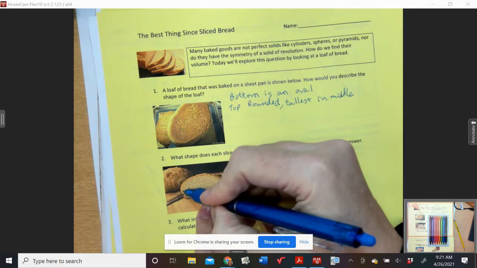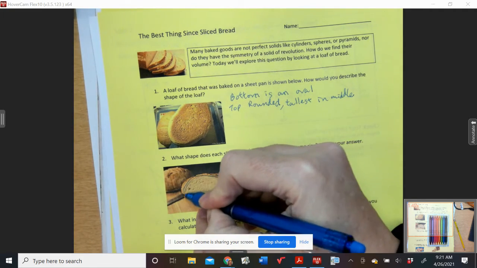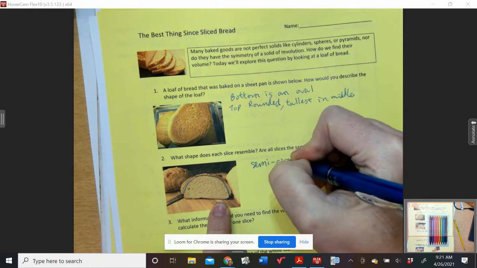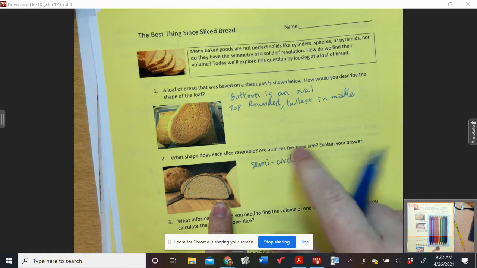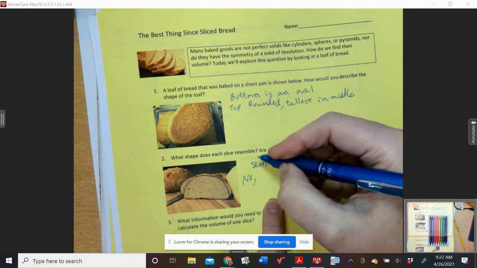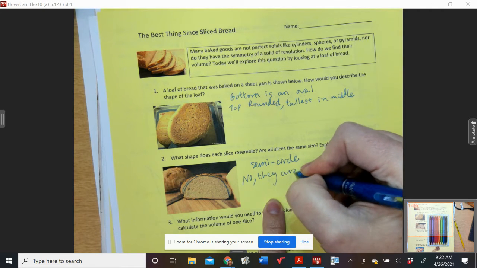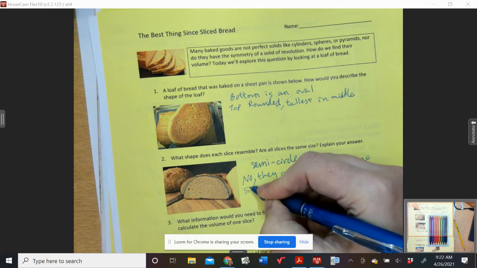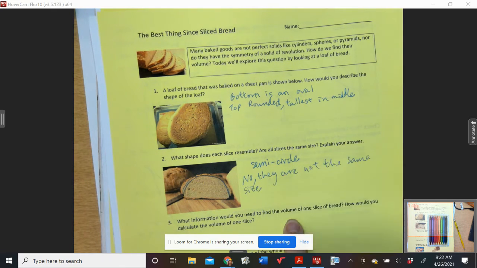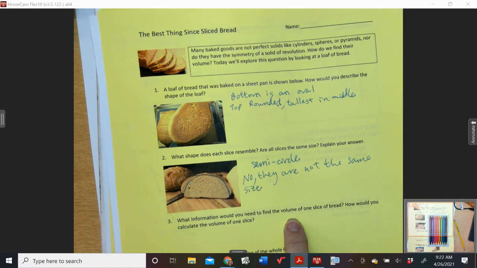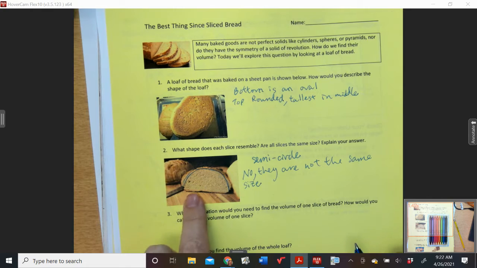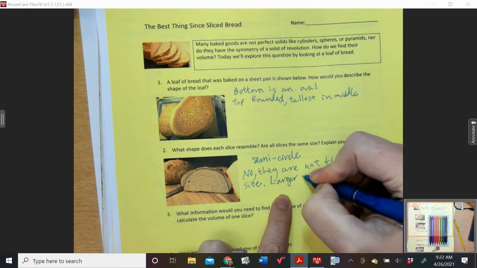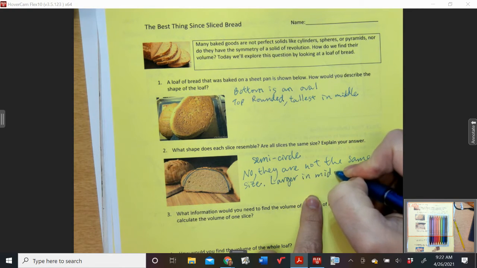What does the shape of each slice resemble? As I look at this and I'm trying to think of a shape I know, I'm going to say that looks like a semicircle. Are all slices the same size? Absolutely not. They're not the same size because they're going to be larger in the middle and smaller on the ends.